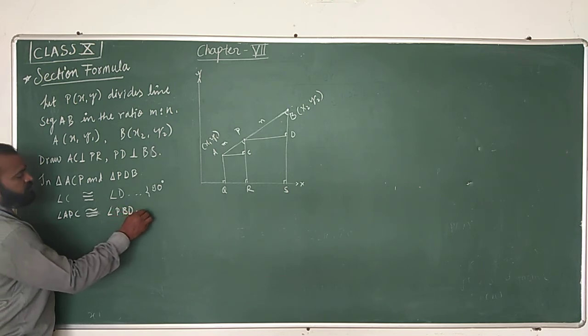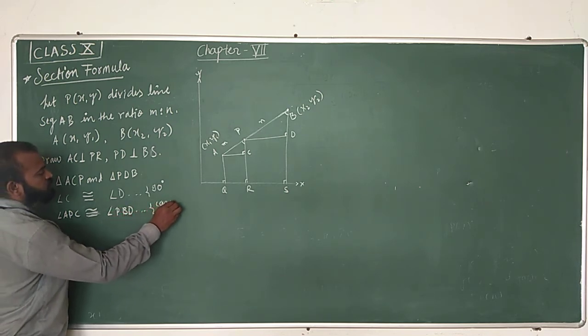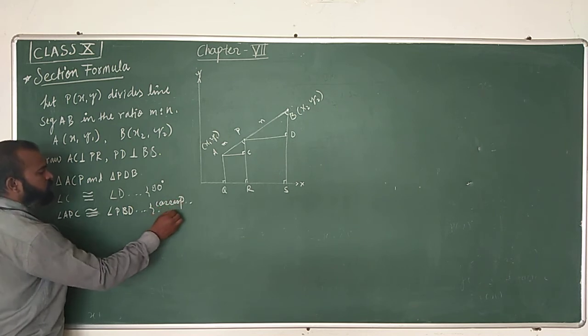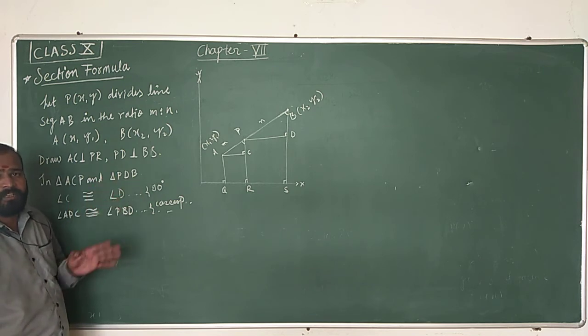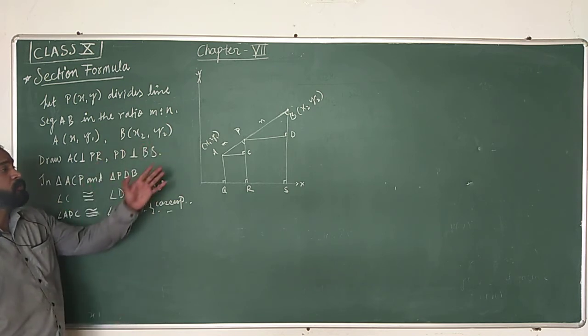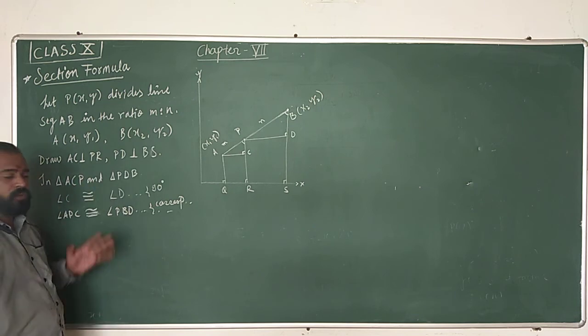PBD. Reason will be corresponding angles. No need to write the whole reason of this because we do not have to prove that the triangles are similar. We have to prove the section formula. So we'll go for it.